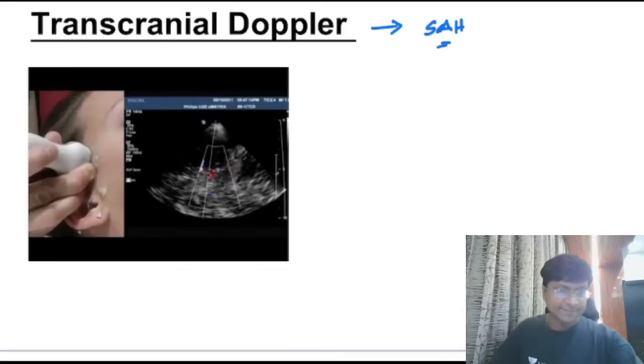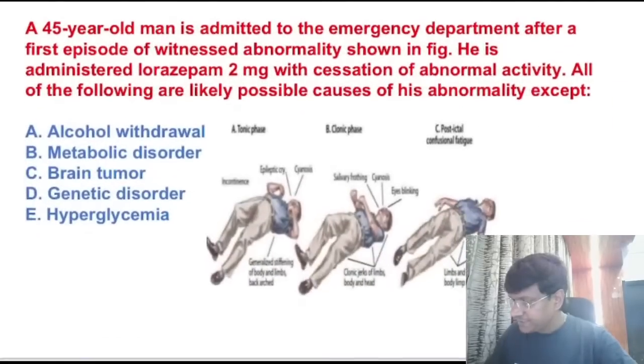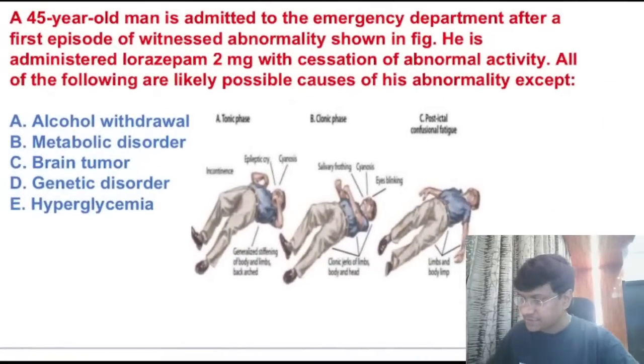It is not for looking for the berry aneurysm. For looking for the berry aneurysm, what we do is CT angiography. Okay, right. So that was the image-based question related to subarachnoid hemorrhage. Now, you try to answer this question. Let me see who can answer this.